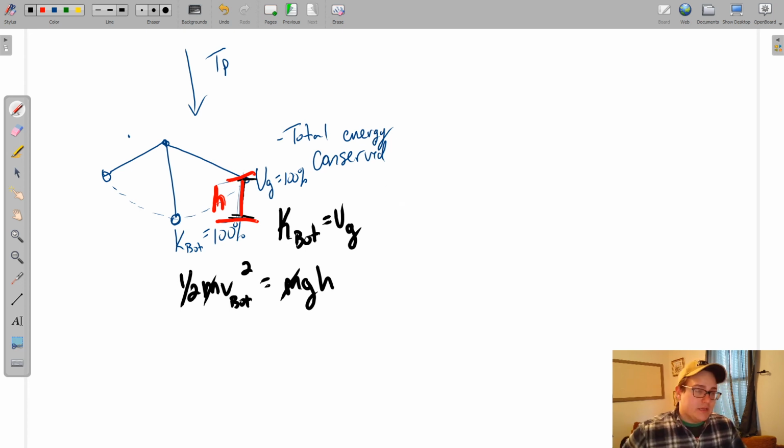Alright, let's talk about a couple things. So what do we know about if the kinetic energy is the highest at the bottom? We also know that the velocity at the bottom is the highest. So let's do this right here. Velocity is at the highest at the bottom. Acceleration is at the highest at the top.